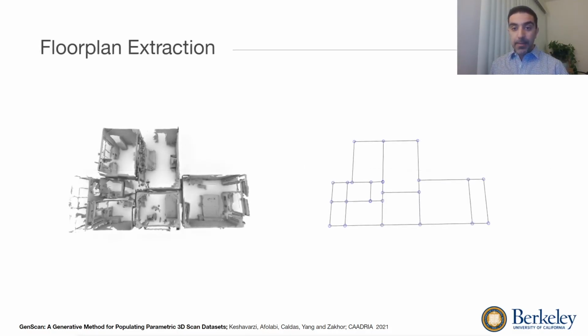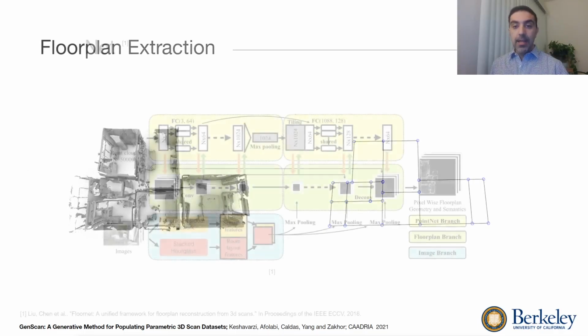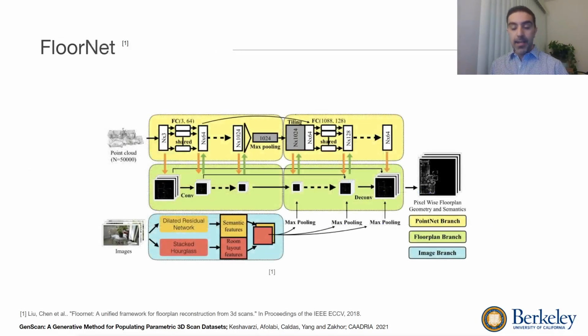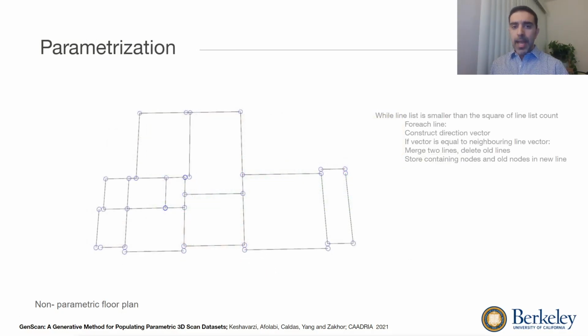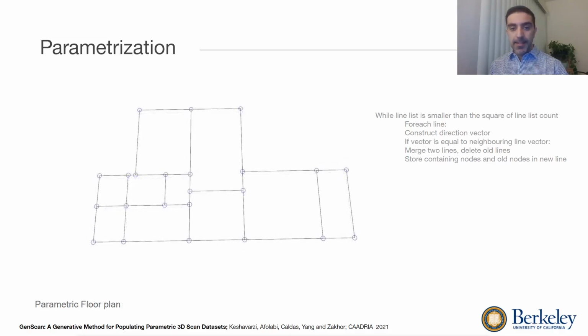In the first step, our proposed system extracts the floor plan of the given scan by utilizing FloorNet, a hybrid neural network architecture, which takes point clouds and 2D images from the scan as input and outputs a predicted vectorized floor plan. However, applying transformations on discrete elements of the floor plan can result in inconsistencies.